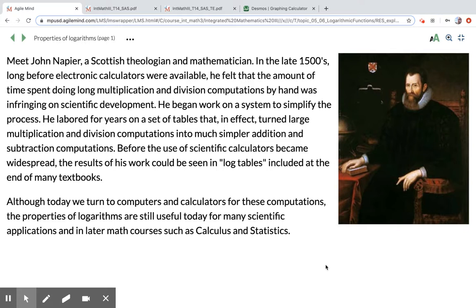And he basically spent years making these sets of tables that allowed you to do large multiplication and large division problems and simplify them down into much simpler addition and subtraction problems so that you could work them out a little faster. Now, of course, this was before scientific calculators became a thing. We call these tables that he made log tables. These days, of course, we use computers and calculators to make these computations.